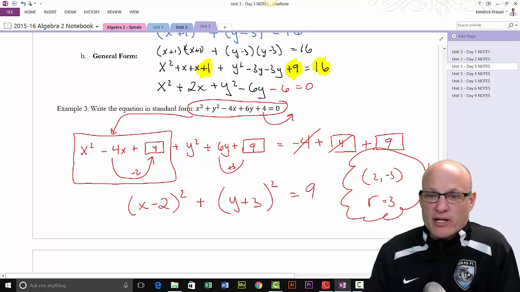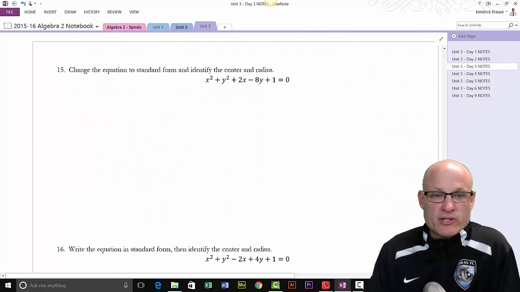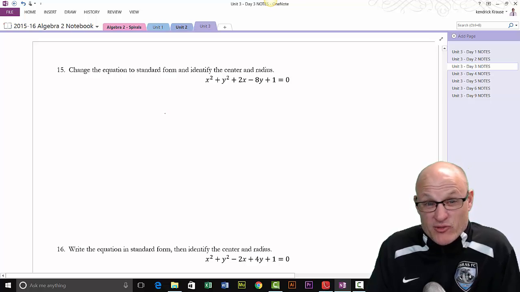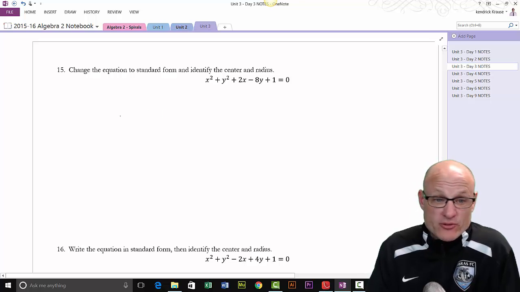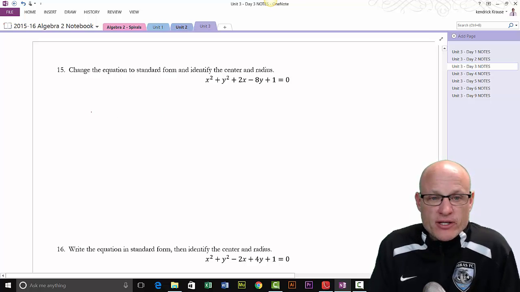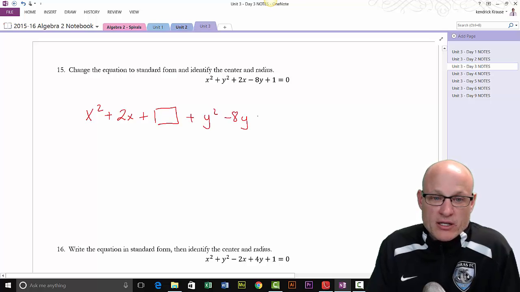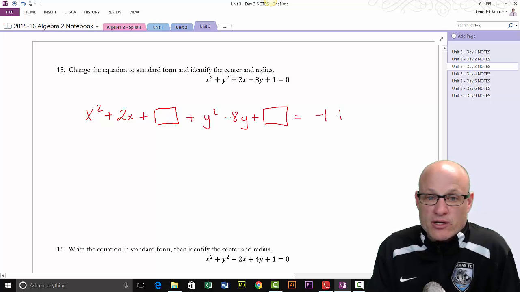Sweet. All right, let's keep going. We've got a couple more examples to do. So what we're going to do is complete the square twice, put this in standard form or center radius form, and then tell you what the center and the radius are. So it's x squared plus 2x plus box plus y squared minus 8y plus box is equal to negative 1, and then we're going to have 2 boxes because we have to complete the square twice.